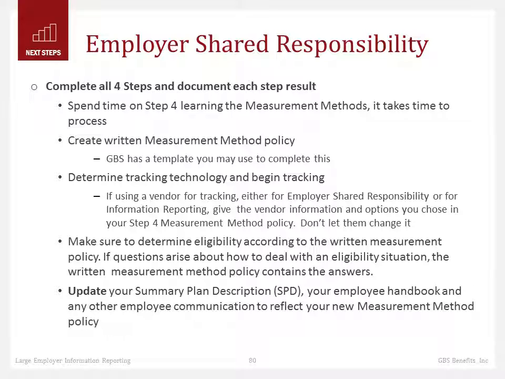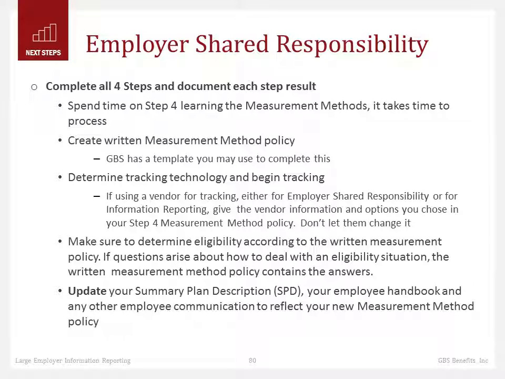Make sure to determine eligibility according to your written measurement method policy. In other words, once you have completed your step 4 measurement method policy and you have a question, the first thing you want to do is turn to that measurement method policy and say, okay, I have this employee, this is my question, the answers are here in my measurement method policy. It will help me know how to address this. If the answers aren't there, and sometimes that happens, or if you're confused, we certainly can help you. But know that that's your go-to place. That's where your answers are, within your measurement method policy.